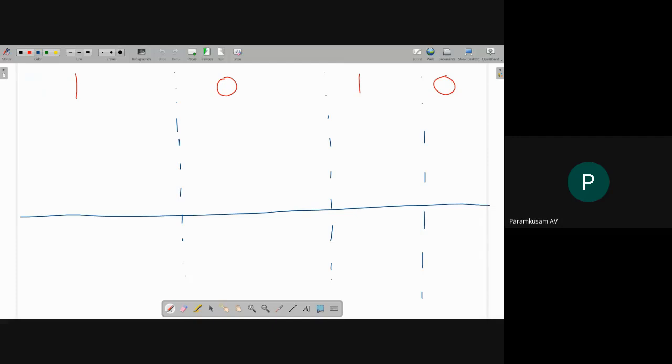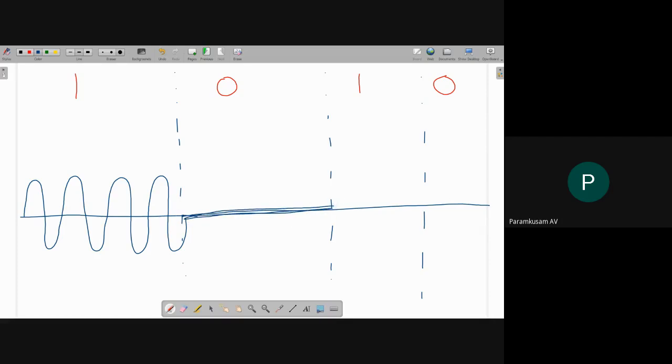Cos 2 pi FCT means you have to transmit the carrier. During logic 0, what is the output? What is the x of t? 0. Similarly, when logic 1 is transmitted, you have to transmit the signal. Assume that all cycles are equally spaced. And the logic 0 again 0. So this is the waveform of ASK signal.